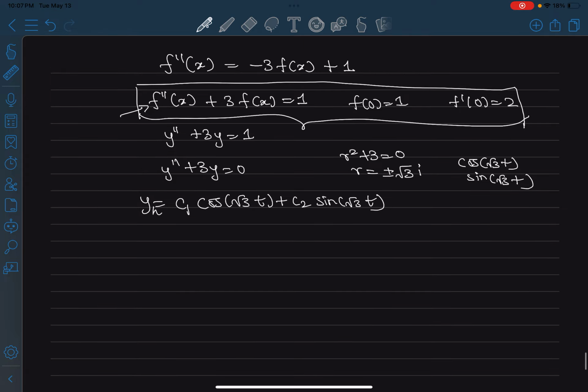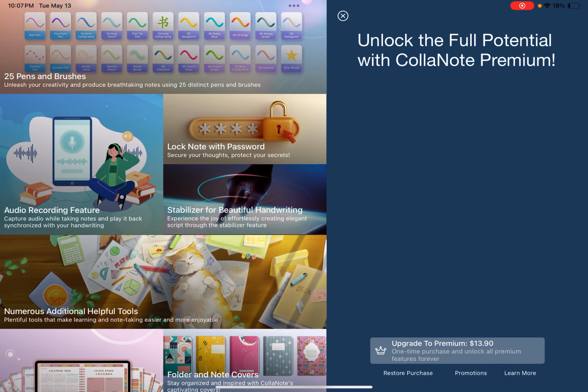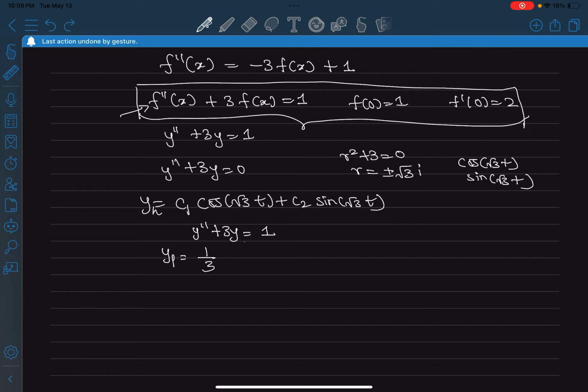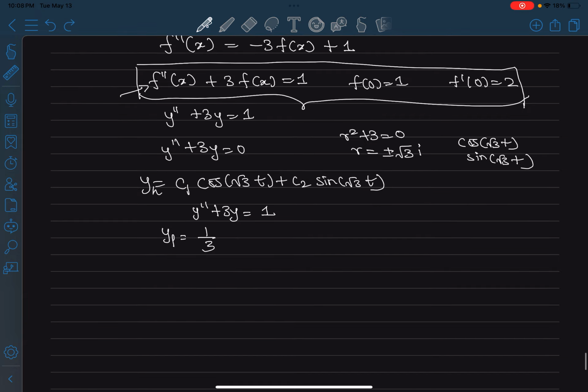And now for the particular solution, we need to satisfy y double prime plus 3y is equal to 1, right? Since there's a constant on the right hand side, y should be some constant. Notice that if I choose y p is equal to 1 over 3, the second derivative just goes to 0, and 3 times 1/3 is just 1, right? So yes, this is the particular solution. That means our solution will be c1 cos root 3t plus c2 sine root 3t plus 1/3.